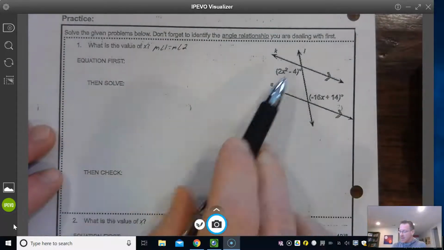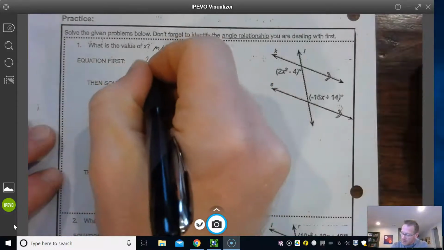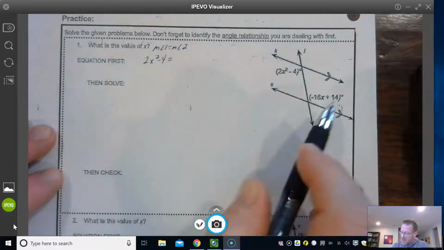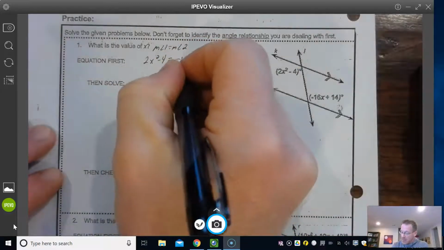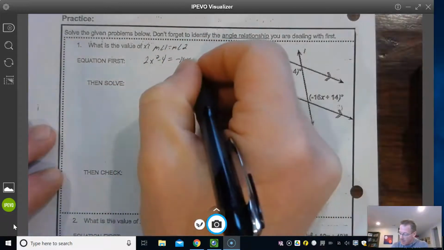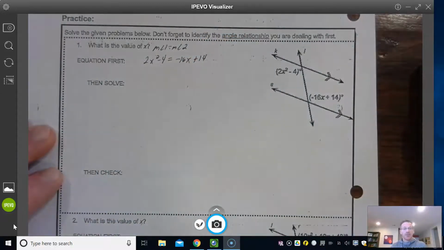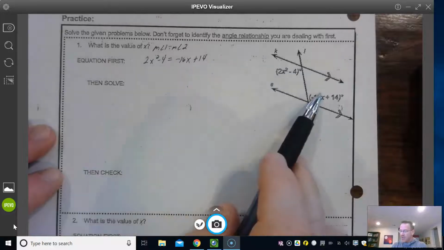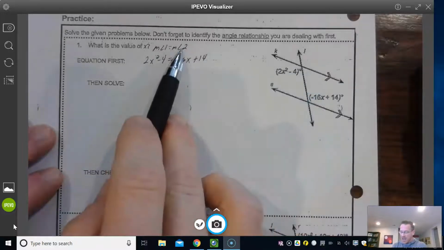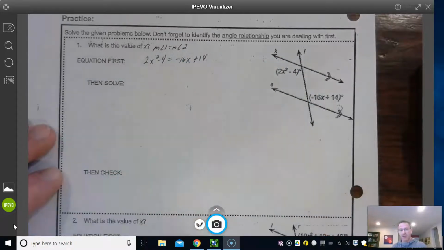So I can take 2x squared minus 4, and I can set that equal to negative 16x, and I think that's a plus 14 there. So our types of angles were alternate interior. The relationship is that they are equal because our transversal intersects two parallel lines. Now we have a quadratic equation, and now we have to get it equal to 0.